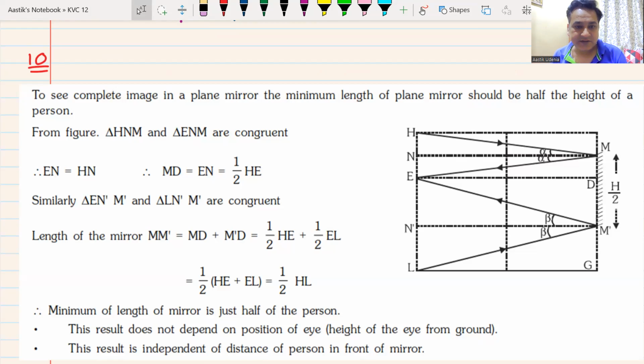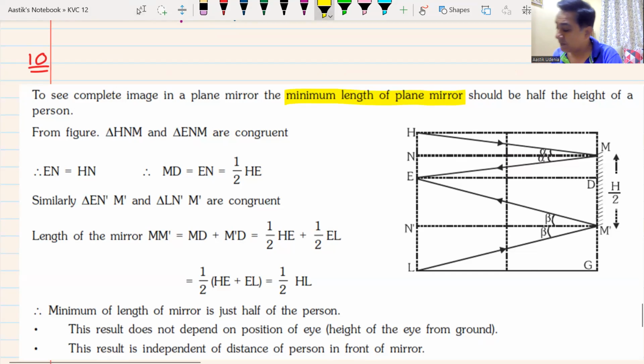Now, what is this point number 10? To see the complete image of yourself in a plane mirror, the minimum length of this plane mirror should be half the height of the person. Now, this is just a derivation of this entire thing.